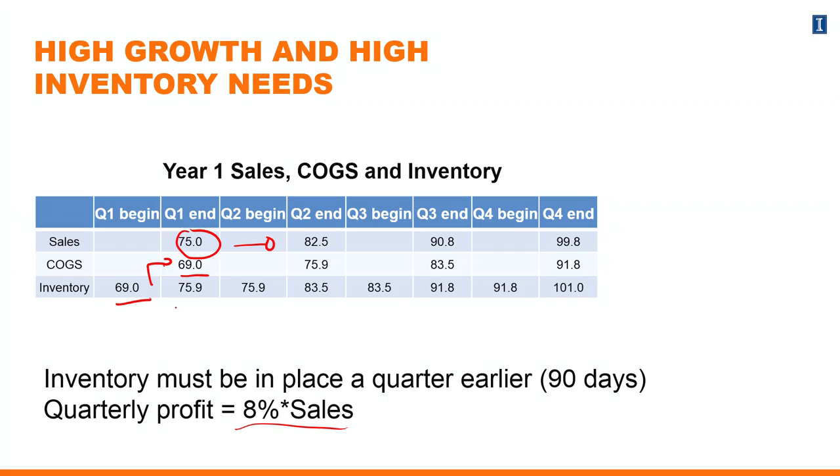At the end of quarter one, what PSI needs to do is to buy the inventory for the next quarter. They are going to begin the second quarter with $75.9 million in inventory. Where is that number coming from? That number is the cost of the goods that they are going to sell at the end of the second quarter. So that's the situation in this company. Every quarter, at the beginning of the quarter, they have to have the amount of goods in inventory ready to sell for the end of the quarter.